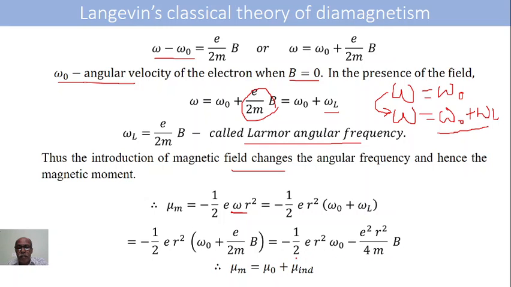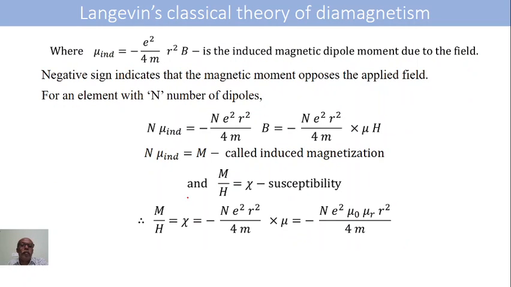This is taken as mu naught, and this is taken as mu induced. Mu naught is minus half E r square omega naught, and mu induced is minus E square r square by 4m into B, and this is mu m. And mu induced is the induced magnetic dipole moment because of the presence of external magnetic field B.